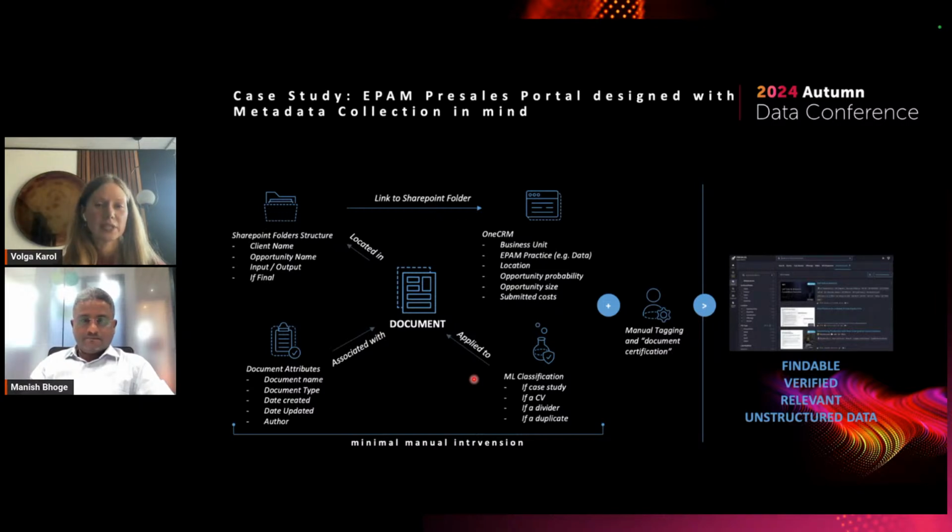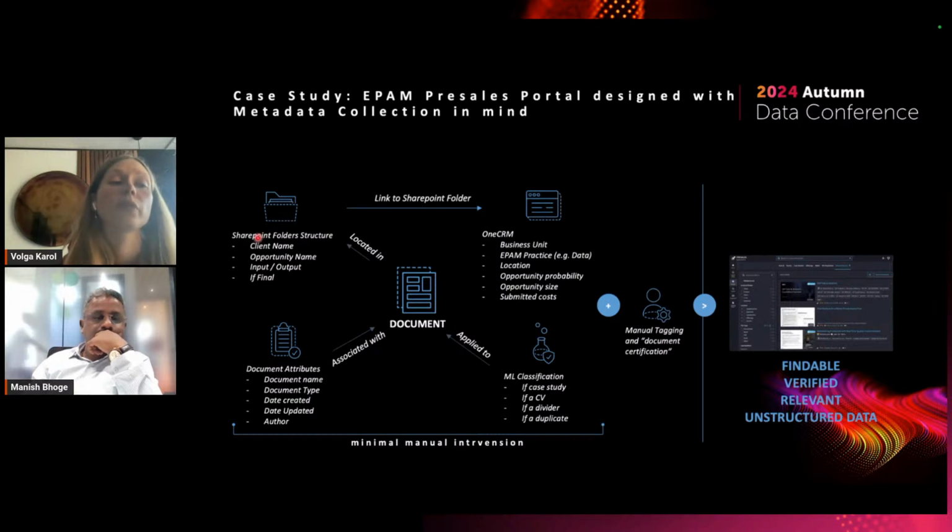How their unstructured data is currently managed is that they enforce a very strict SharePoint folder structure where you can get metadata from the names of the folders. And then each document is eventually linked to the CRM system where there is a lot of metadata stored about this document. So you can understand the business unit, which practice is involved in the proposal, location, people responsible, and many others. On top of that, of course, we're generating some system tags, which are typically document name, author, when created, when updated, all of this. There's also some sort of ML classification on top of this.